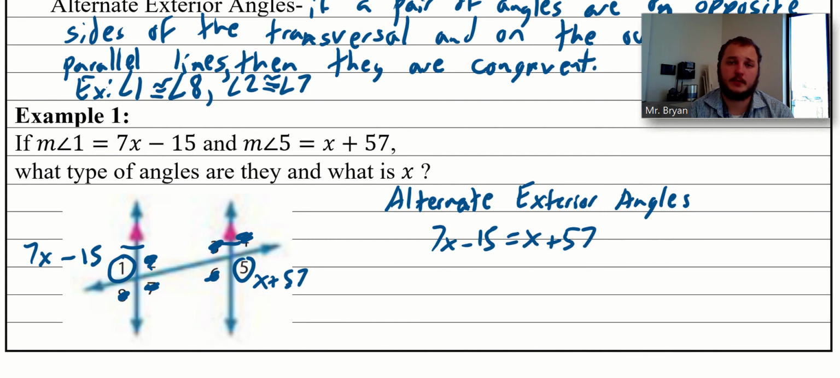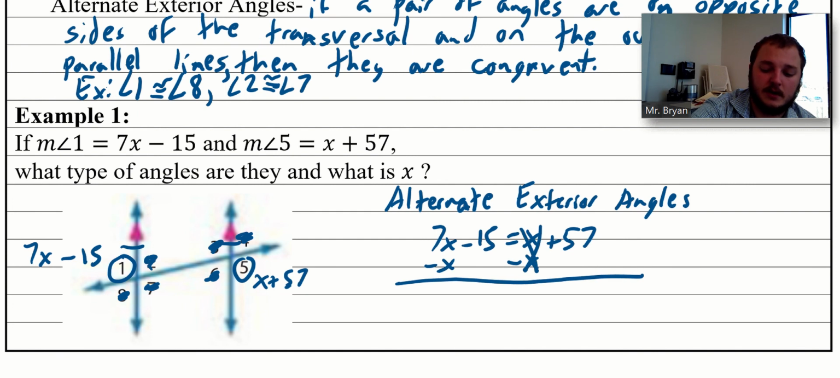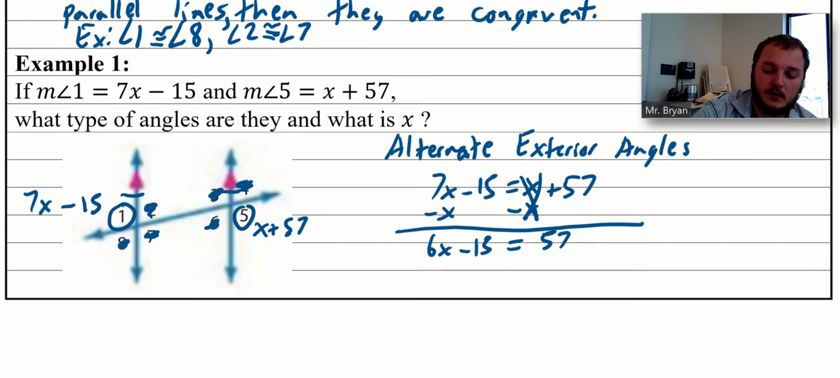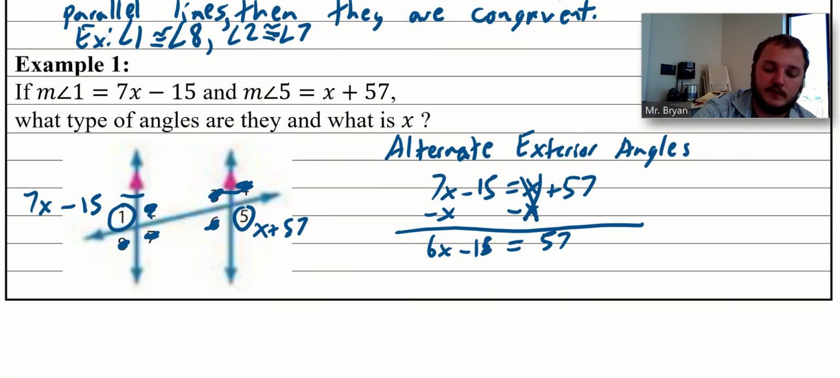All right, similar to the kind of problems we saw with corresponding angles. And now we can just solve like normal. So multiple ways we can do this here. I'll just deal with the variables first. So we have a positive x. I want to subtract that from both sides. So when I do that, I get 7x minus x equals 6x, minus 15 equals 57. Okay, continuing here, I have a negative 15 that I want to get rid of, so I add 15 to both sides.